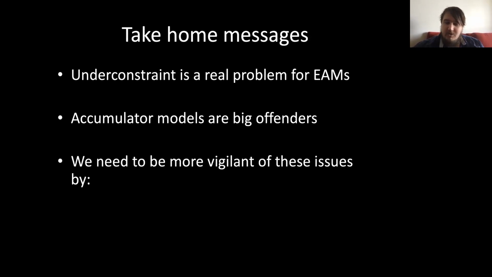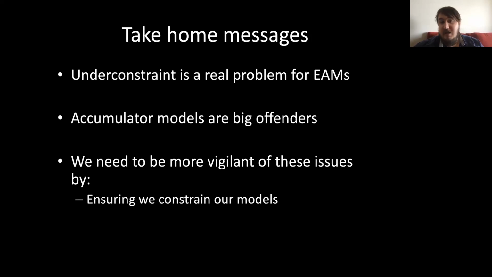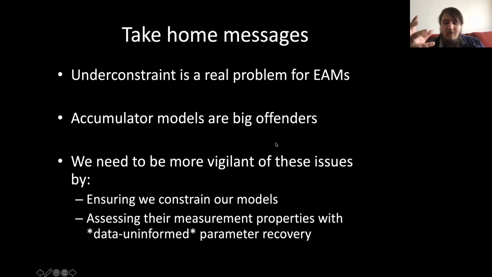So I think we need to be more vigilant of these issues by, one, ensuring that we constrain our models, that we just don't let everything vary over conditions and see what changes. This full measurement perspective seems attractive in theory, but it just doesn't work with the models that we have, at least these accumulator models. And we also have to be more vigilant by assessing the measurement properties with data-uninformed parameter recovery, not just taking the parameters that we estimate from the data, but looking at the full parameter space and seeing whether we can successfully recover the generating parameters, seeing whether we can identify the true generating parameters, seeing whether the measurement properties of our model are good enough.